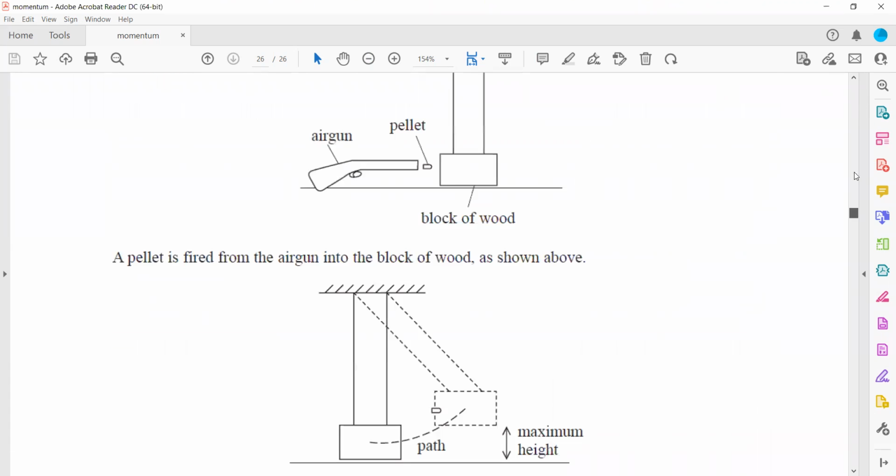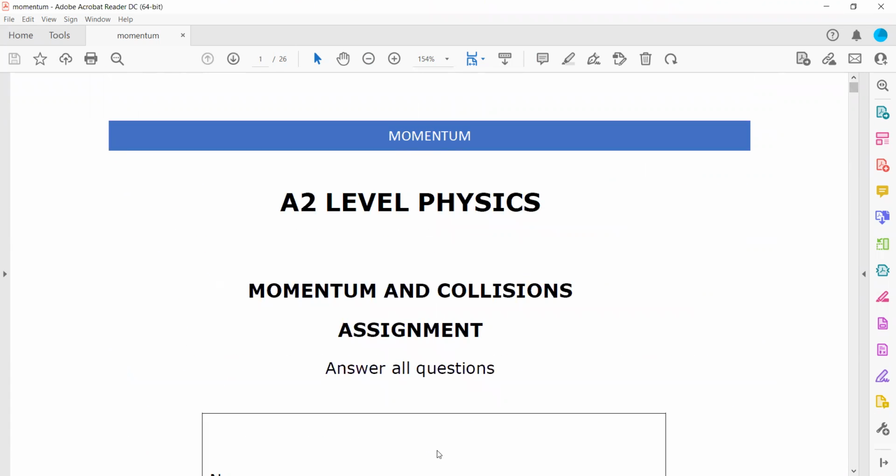So these are the doubts related to the assignment, momentum, and collision.